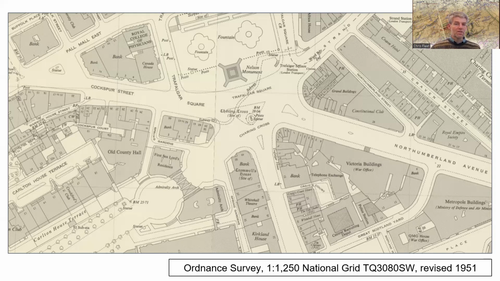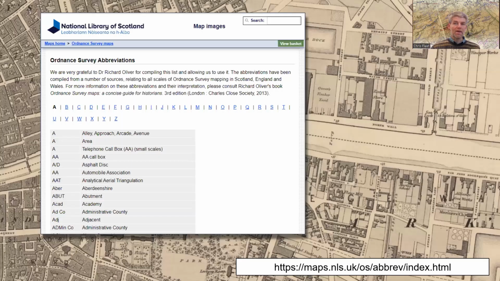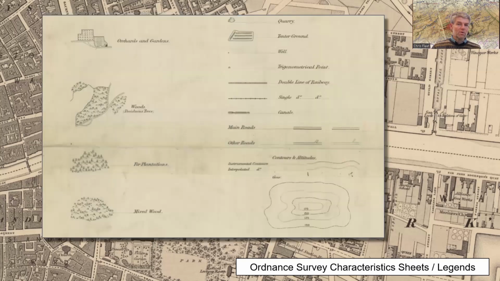On our website too, on the Ordnance Survey map homepages, you'll find links to lists of abbreviations explaining what those are, as well as links to what we call characteristic sheets, allowing symbols and styles of features to be seen.